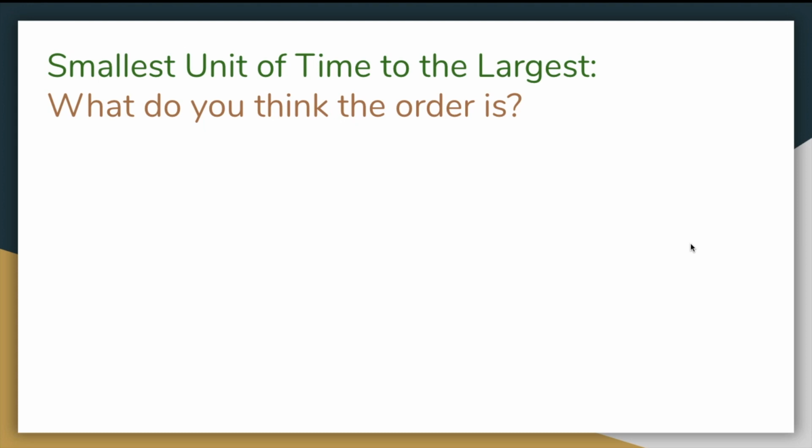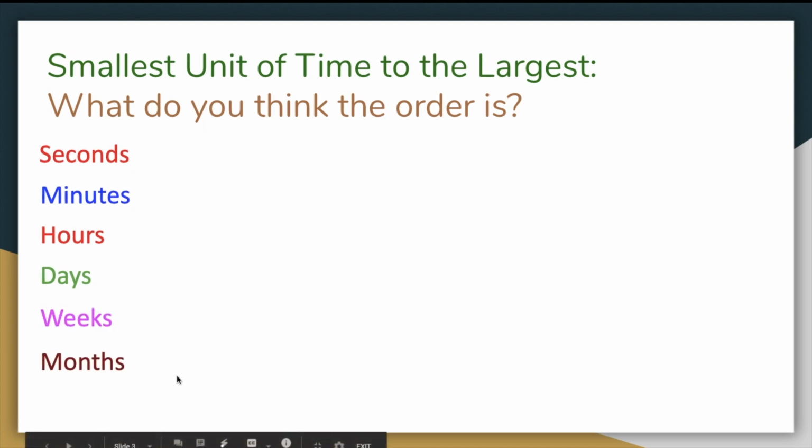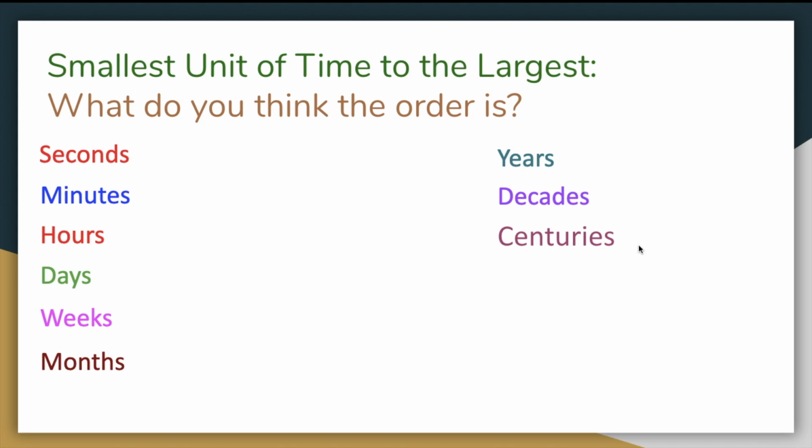What is the smallest unit of time to the largest from the list that you just saw? What do you think the order is? We have seconds first, followed by minutes, hours, days, weeks, months, and years. Then we have decades, which is a period of 10 years, followed by centuries, which is 100 years. Then we have millenniums, and millenniums are thousands of years. So 1,000 years is a millennium.